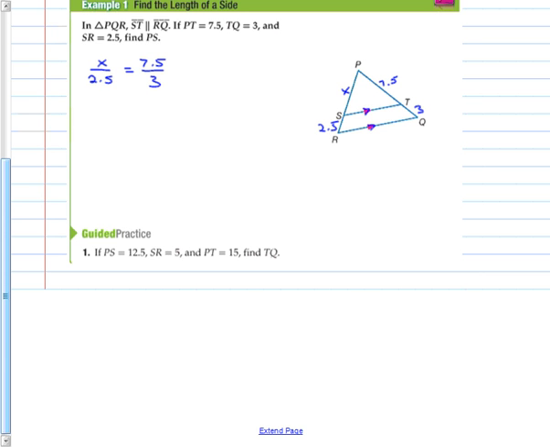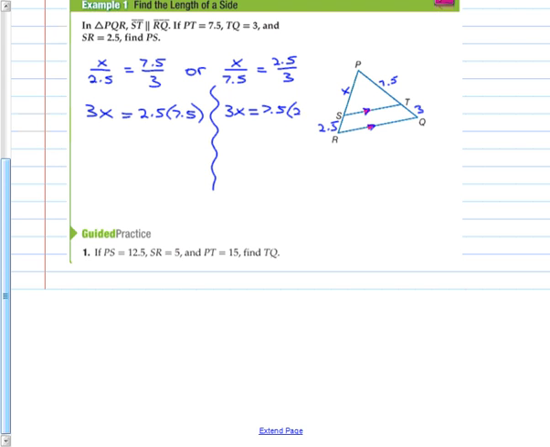7.5 to 3. Now, I heard somebody start to say something else that would also work, I think, if I heard it right. I could say X to 7.5 equals 2.5 to 3. That is also valid. Let's look at the cross products of this one on the left for a minute. X times 3, or 3x, would equal 2.5 times 7.5. What would I get if I tried it over here? X times 3, or 3x, equals 7.5 times 2.5.